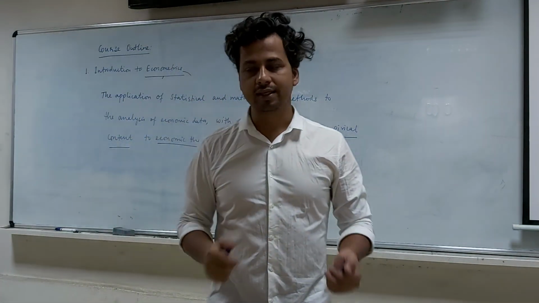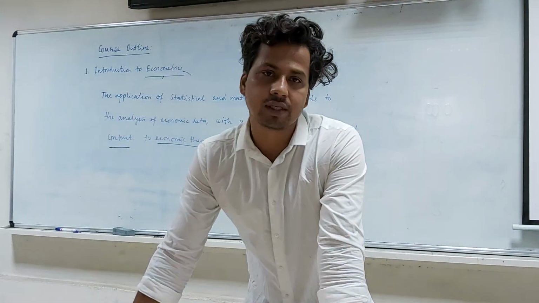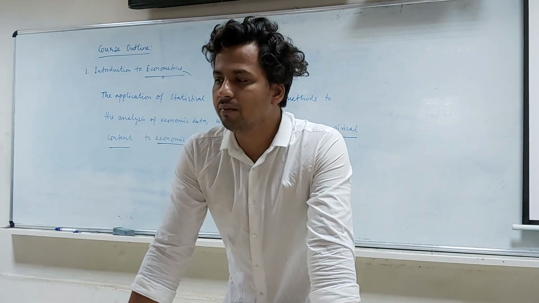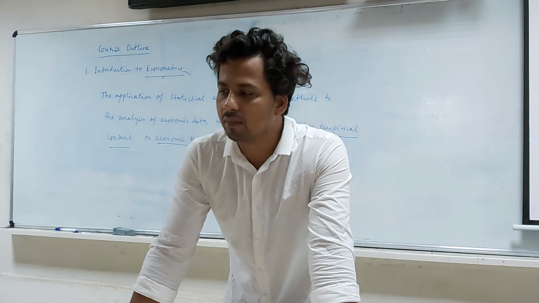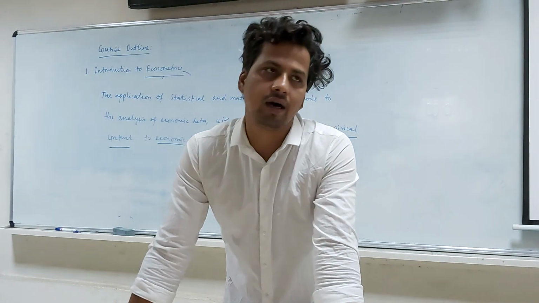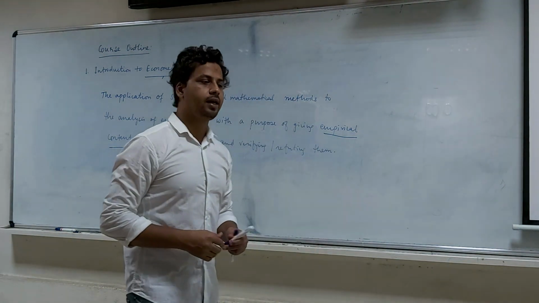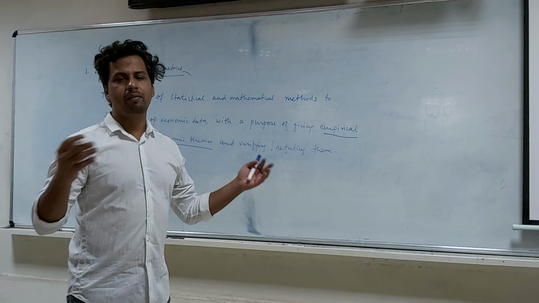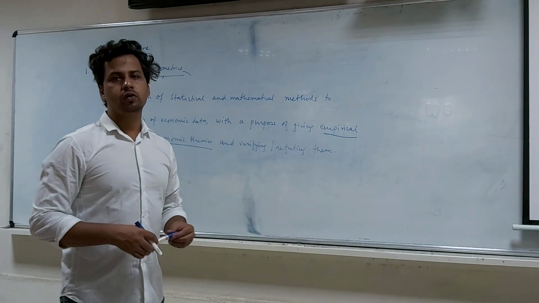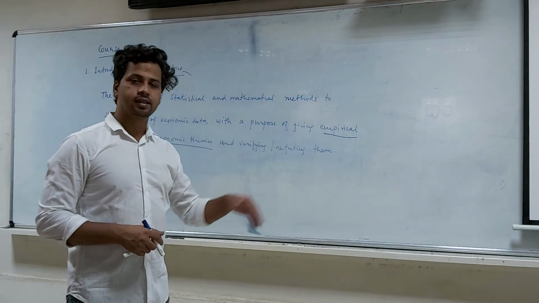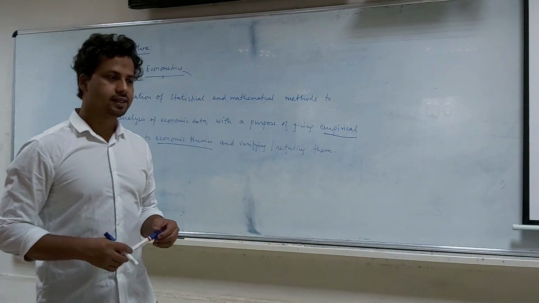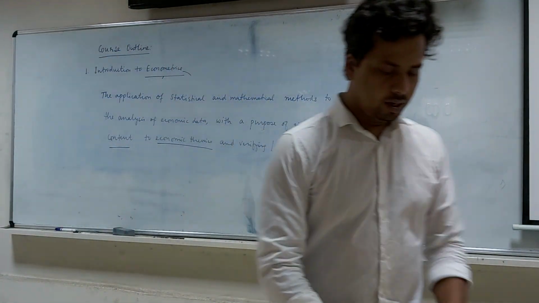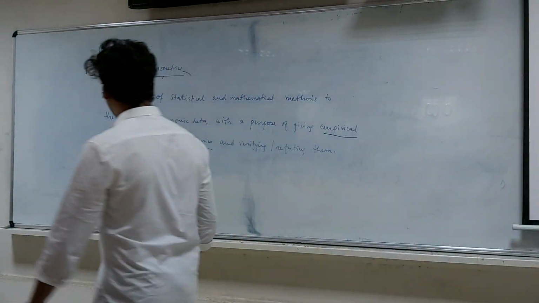And econometrics is a relatively new subject. In 1930, Econometrica, the first journal in econometrics, was published, and after that there have been many contributions by various researchers across the world in this subject. Okay, so let us now move forward.